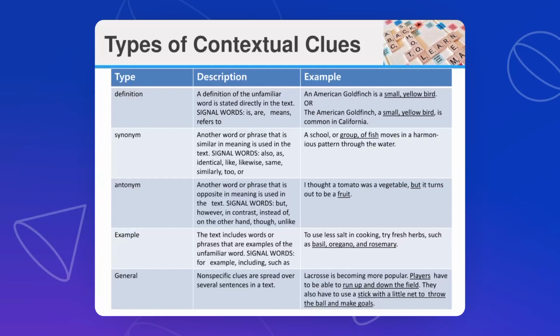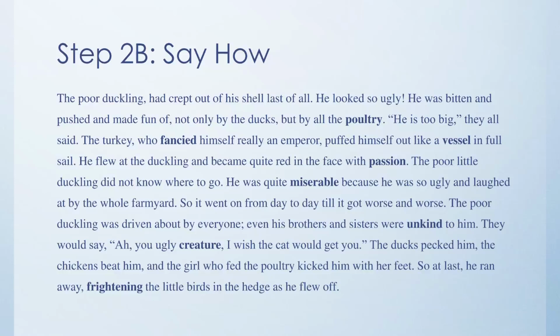Now, to summarize, we're going to be looking for 5 types of clues today: definition, synonym, antonym, example, and a general one. Here is our first reading. Let's see if we can figure out this is from the story The Ugly Duckling by Hans Christian Andersen. And let's say that we are new to this story and we're reading it.